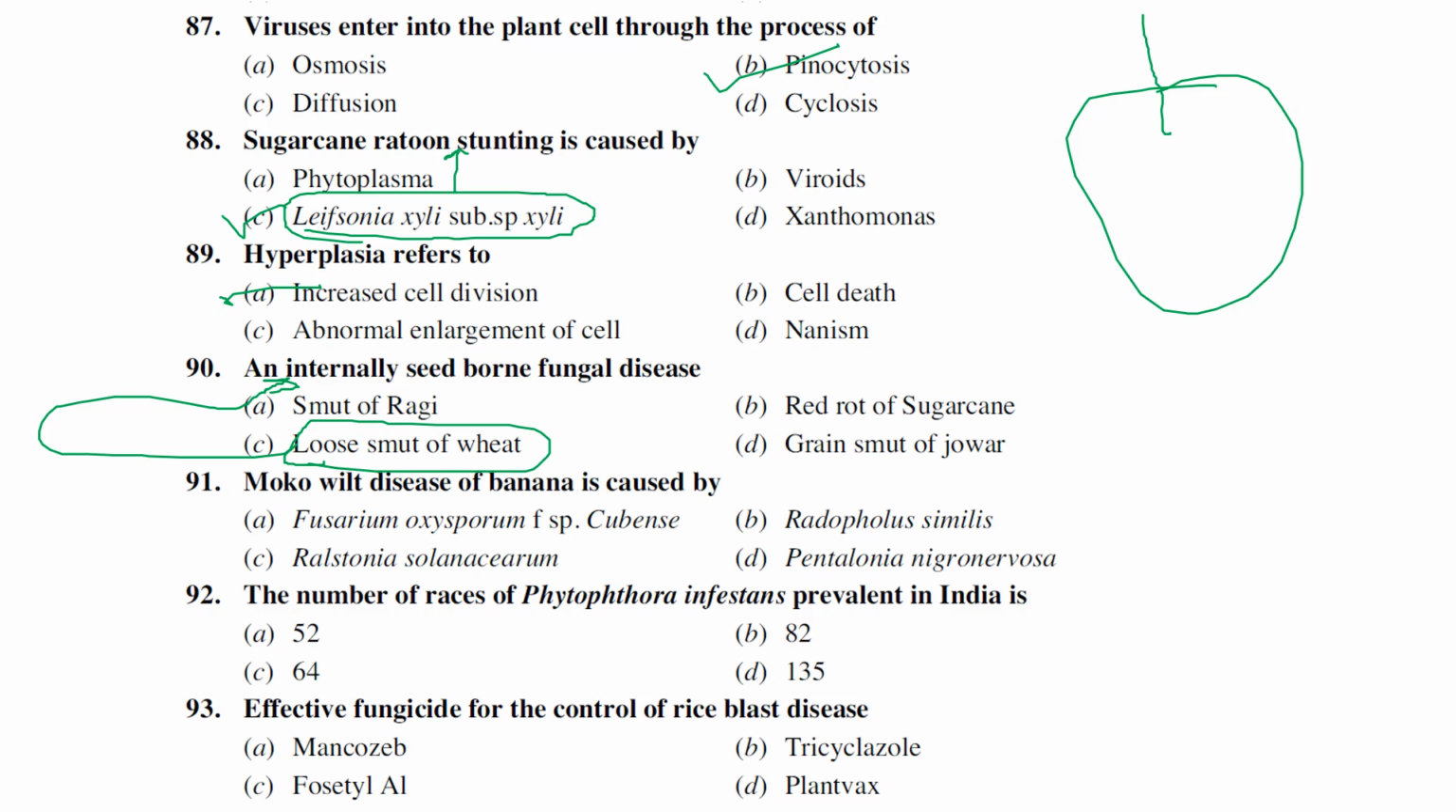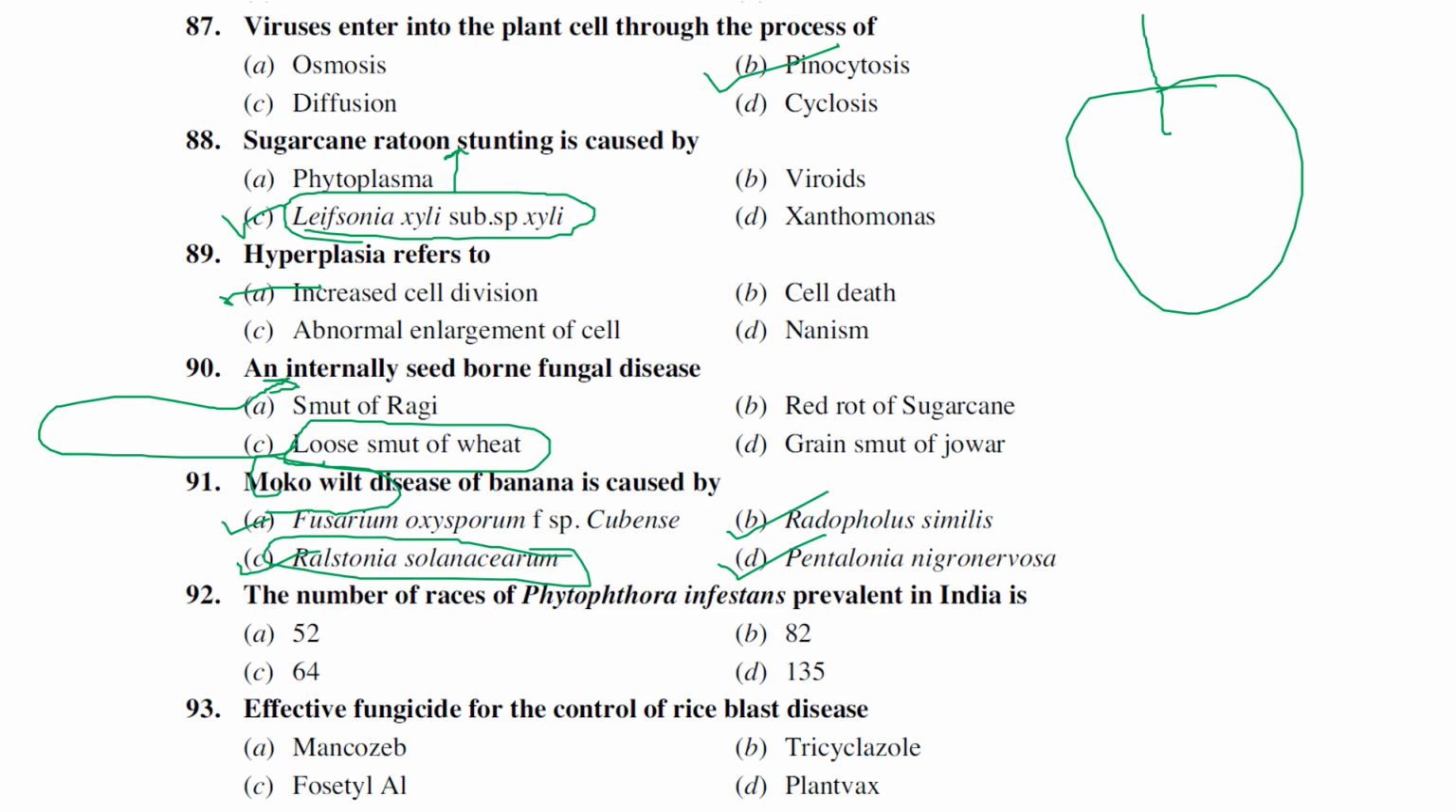The next one is Moko wilt of banana is caused by Fusarium oxysporum, Radopholus similis, Ralstonia solanacearum, or Pentalonia nigronervosa. First of all, we need to understand Fusarium is caused by fungi. Radopholus is a nematode. Pentalonia nigronervosa is the scientific name for the aphid vector that transmits banana bunchy top virus. Moko wilt of banana is caused by a bacterium, Ralstonia solanacearum. The answer is Ralstonia solanacearum.